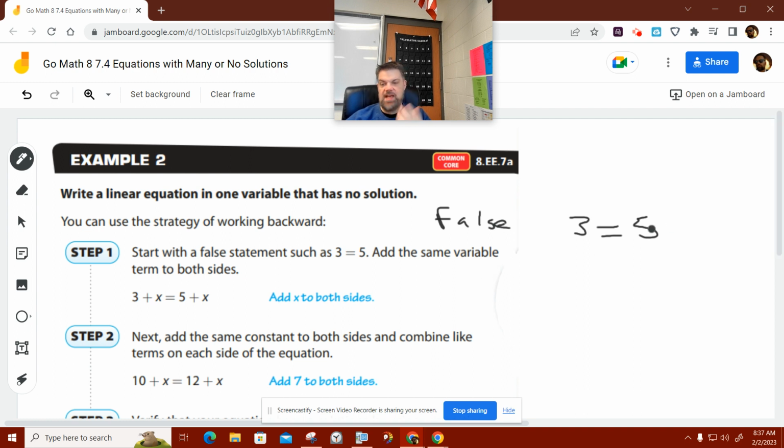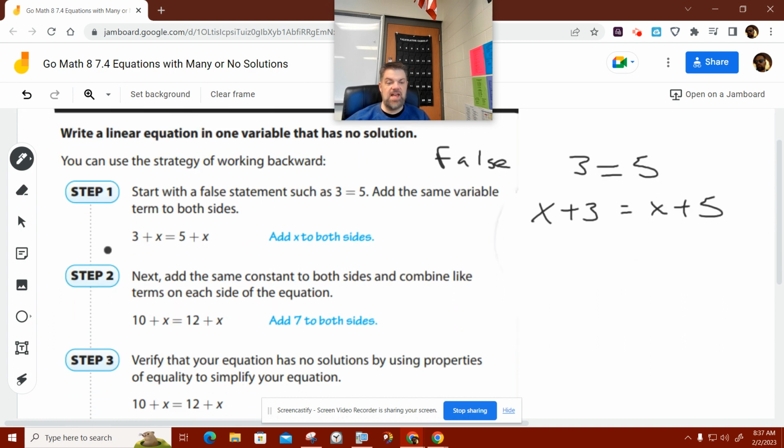And now I'm going to add x to both sides. So on the next line, I'm going to say x plus 3, and that's fine as long as I do it to both sides, and x plus 5. Now they wrote it this way for whatever reason. Doesn't matter. And then it says, next, add the same constant to both sides. What do you guys want to add? How about we add 7? So if we add 7 to both sides, I can do that. And then I get x plus 10 equals x plus 12.